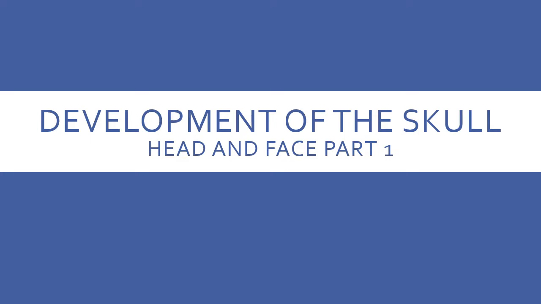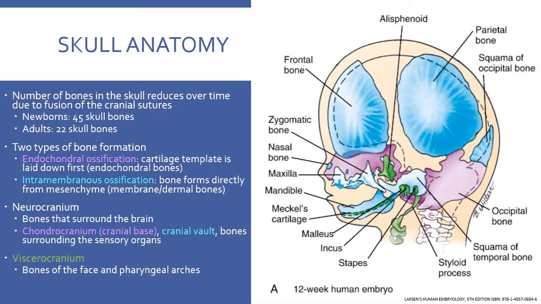All right, so we will start this week with the skull and then move on to the structures of the face. So to begin with, we're not going to go through all of the different bones of the skull, but it's worth noting that you are born with more skull bones than you have now. That's because the number of bones in the skull is going to reduce over time due to fusion of the sutures. So essentially, some of those bones that you have as a newborn will fuse to become single bones, and we'll talk about why we go through that process.